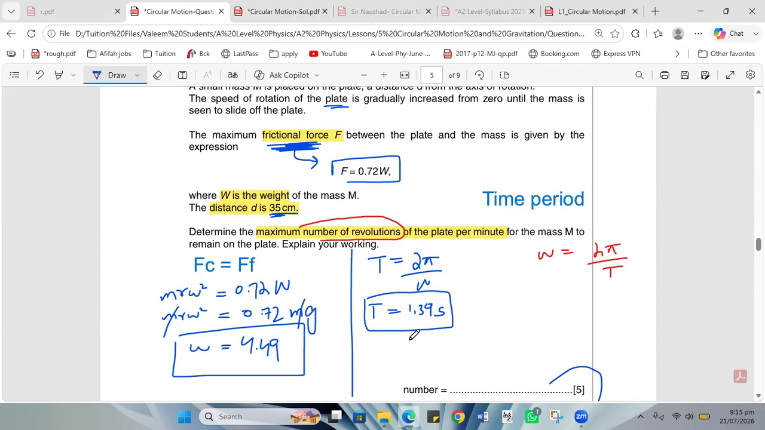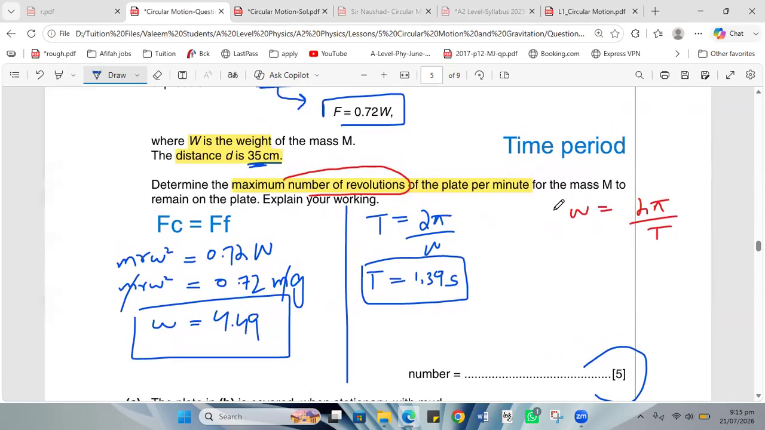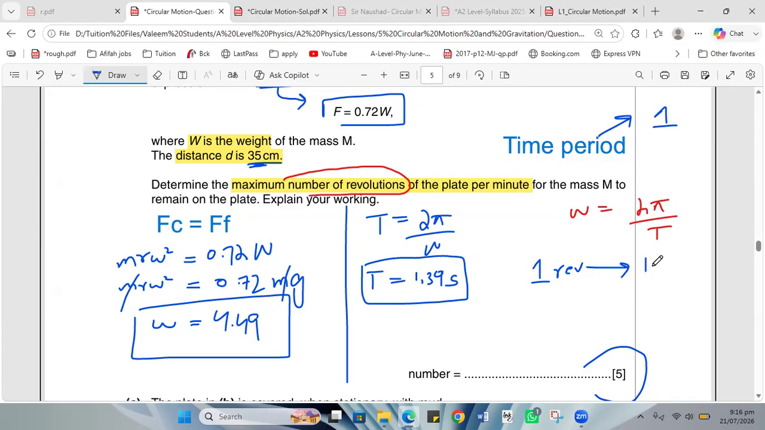Now this is not our answer. The question isn't asking us the time period, is it? They're asking you the number of revolutions. Okay, hold on. What does time period mean? What's the fundamental definition of time period? The time taken for one complete oscillation. Exactly. Time taken for one complete revolution or one complete oscillation. So this means that one revolution takes 1.39 seconds. This is what this means.